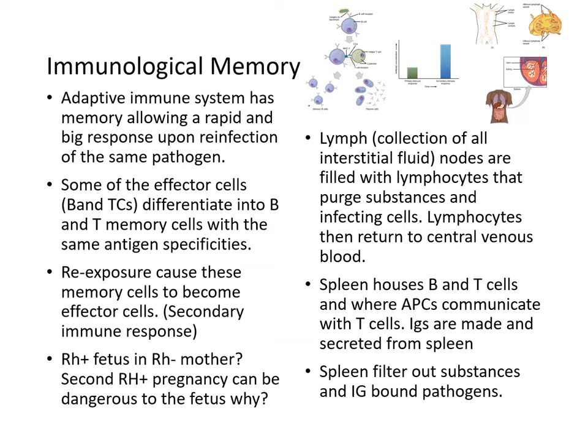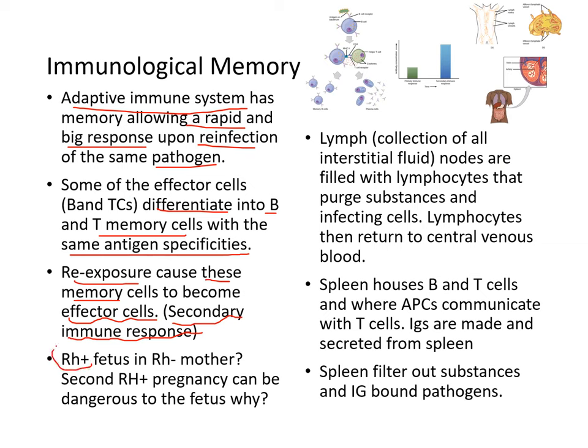So how does immunological memory work? Adaptive immune system has a memory allowing for rapid and big response upon reinfection with the same pathogen. Some of the effector cells, B and T cells, cytotoxic T cells, differentiate into B and T memory cells with same antigen specificities. So the re-exposure causes these memory cells to become effector cells again. And this is what we call secondary immune response.